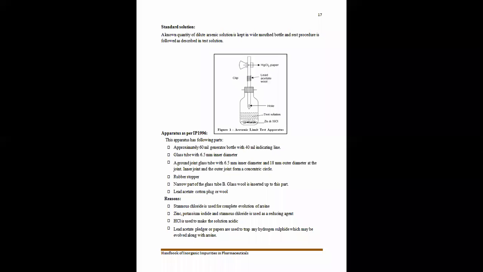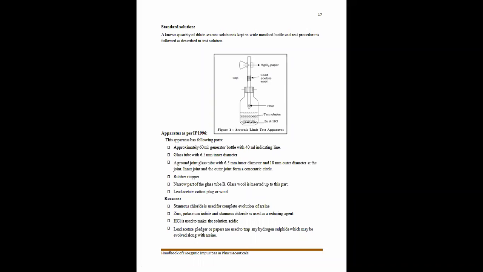So this apparatus is known as Gutzeit apparatus, and the test which is carried out for the detection of arsenic impurity in pharmaceutical substances is known as the Gutzeit test. Now, what are the reasons behind why we have used stannous chloride in this reaction mixture? The stannous chloride is used for the complete evolution of arsine gas. Here, stannous chloride is used as a reducing agent for the complete evolution of arsine gas.